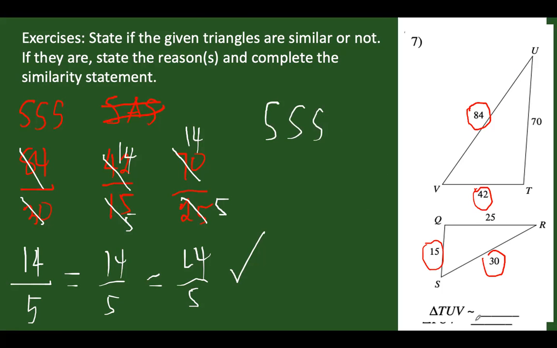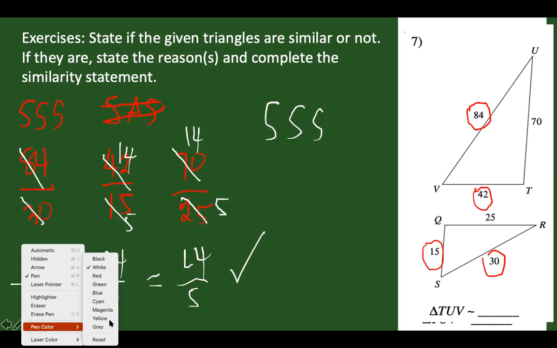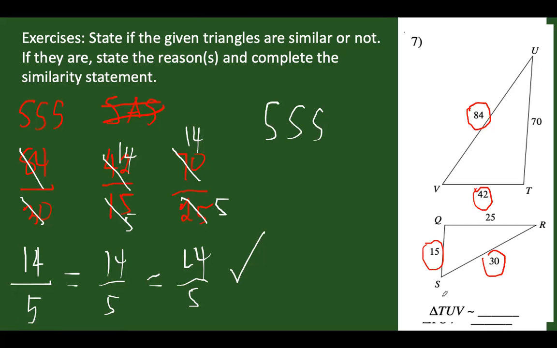Okay, since they're similar, let's identify the similarity statement. And let's change the color of the pen. Okay, let's use green. So here, TUV. The other way to do this is TU. TU is here, the 70, and 70 is the shorter side of the triangle. And here, 25 is the shorter side of the triangle, right? However, we need to check which comes first. Is it the R or the Q?